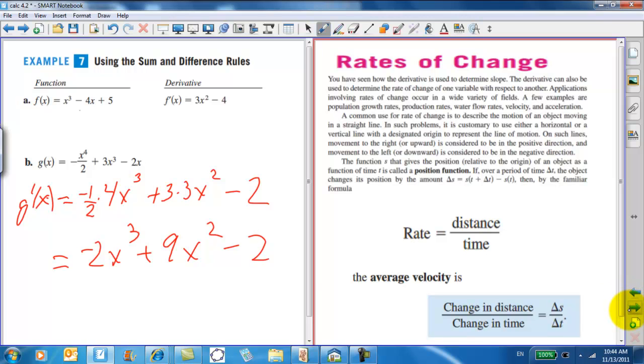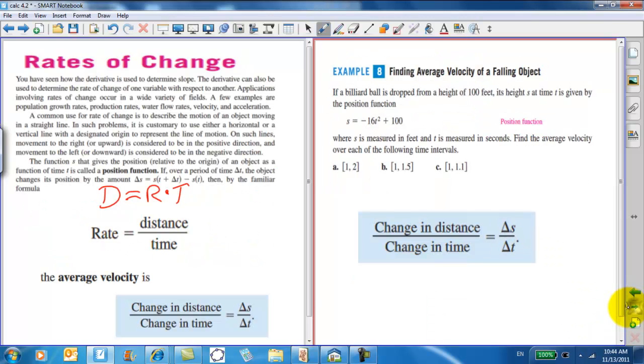Now, some of the applications here. Rates of change. Something you remember from way back. Distance equals rate times time. So rate equals distance over time. And that was just fine if you're moving at a constant speed, or if you wanted to find the average velocity like you do in physics. Change in s over change in t, change in distance over change in time.